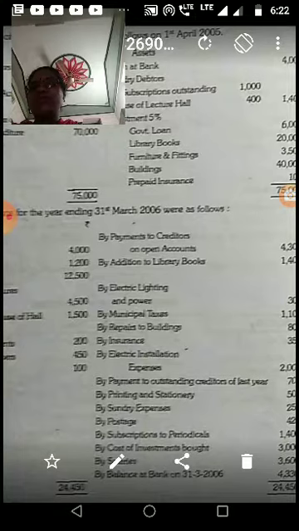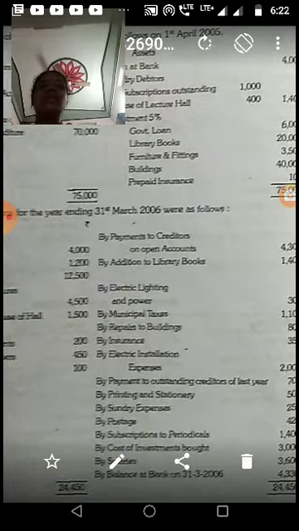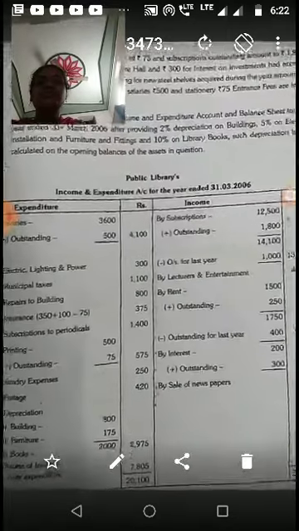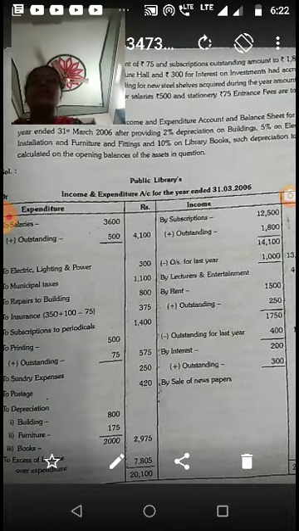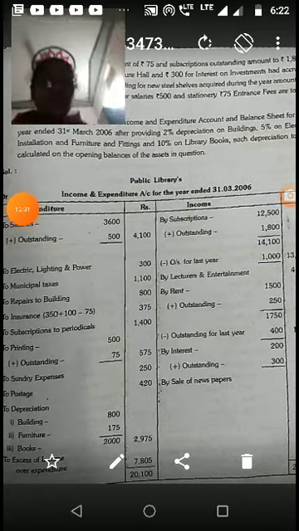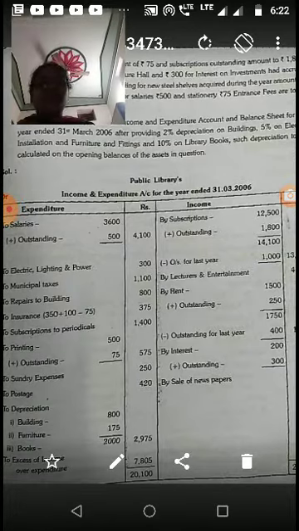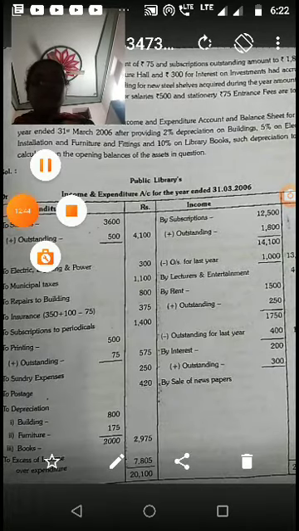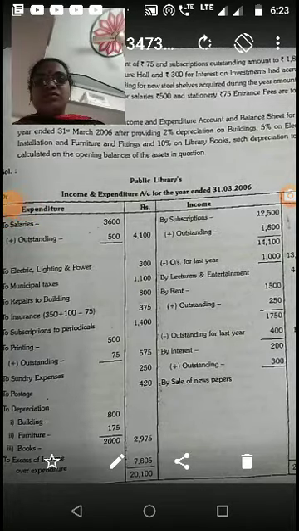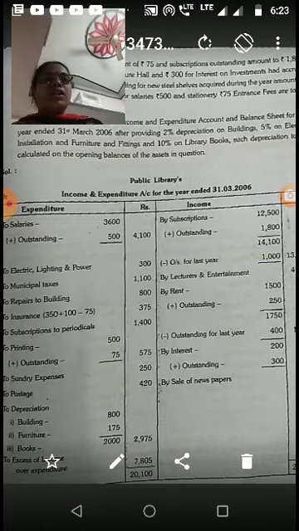The total is 24,450. Now the insurance was prepaid to the extent of 75, and subscriptions outstanding amount is 1,800.